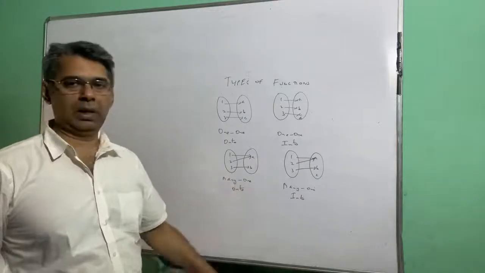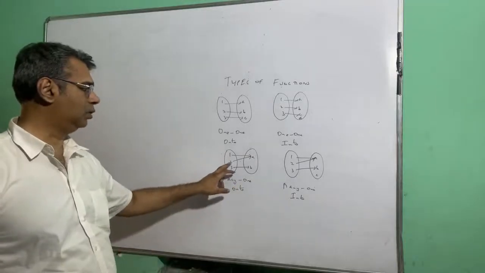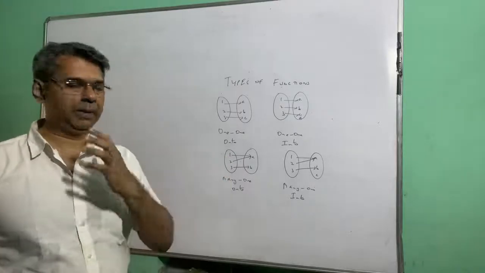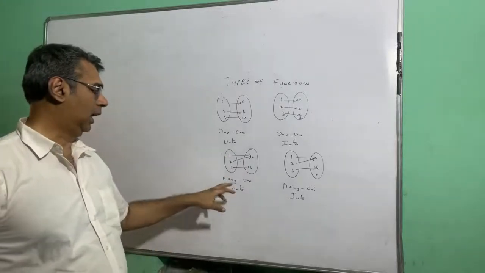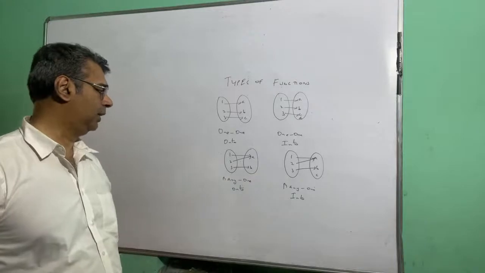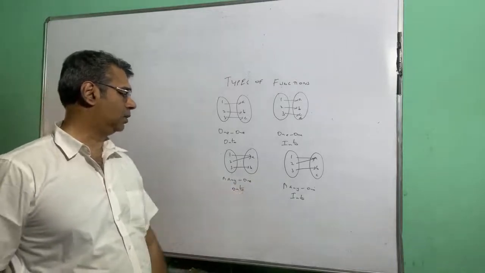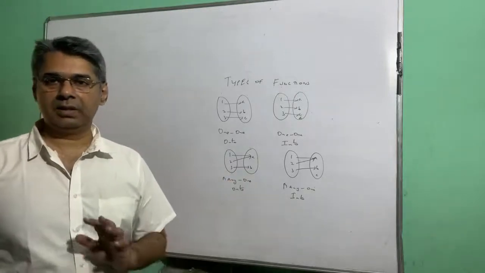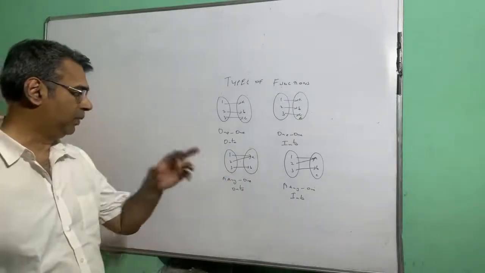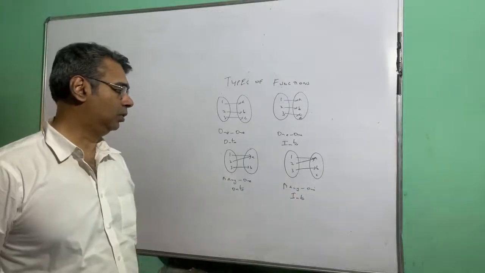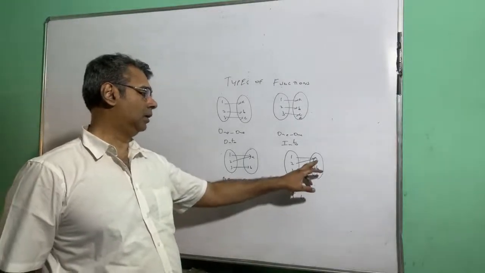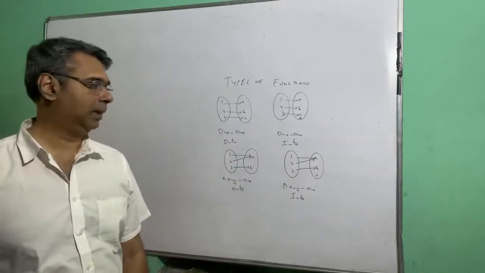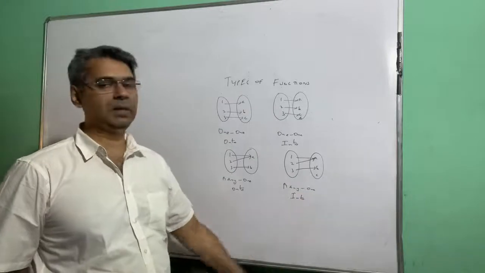This is many to 1 because you can see that 1 and 2 both are mapping to A. So many are mapping to 1, and here 3 is mapped to B. So it is many to 1 and it is onto, because on the right hand side everybody is involved in mapping. And this one is many to 1 into, because on the right hand side there is one element C which is not involved in the mapping.